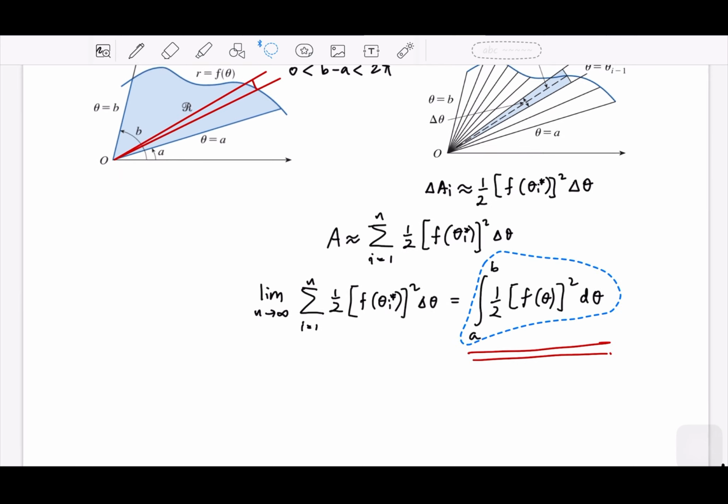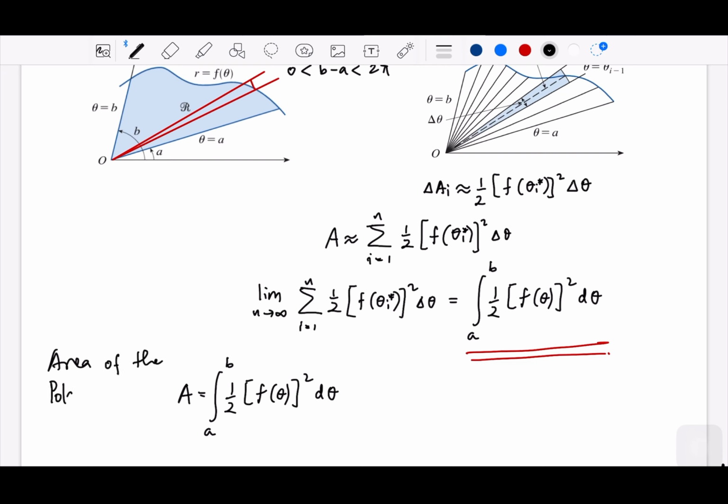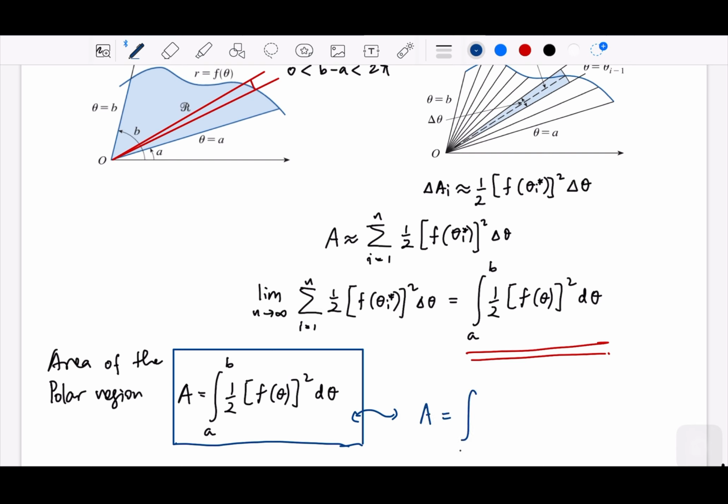So we could take the area. Let me copy one here. So the area of the polar region, or we can write it in a simple way: A is just the integration from a to b of half r squared d theta, with r a function of theta.